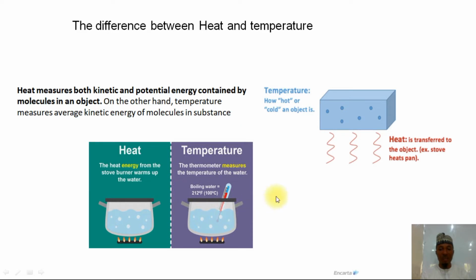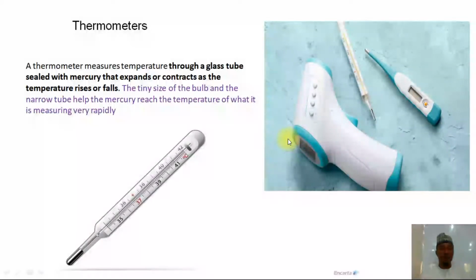So we can say that heat is transferred to an object. It's a form of energy that is transferred to an object, like what we have here. While temperature is the measure of how hot or cold the object is. So in a nutshell, we can say that temperature measures the average kinetic energy of a molecule, but heat measures both the kinetic energy and the potential energy of the molecule.